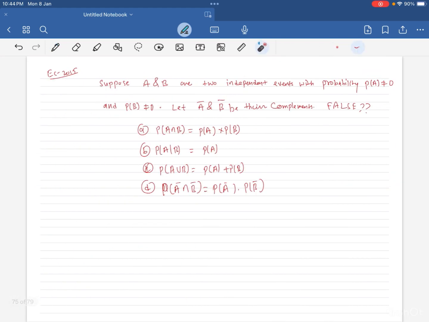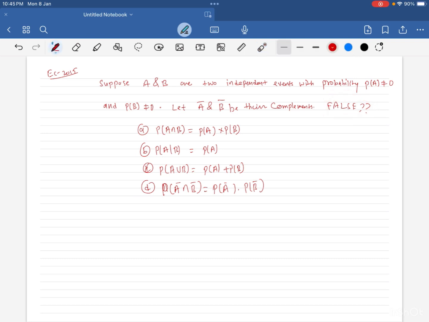So we have this question from EC 2015. In this question, suppose A and B are two independent events with probability of A not equal to 0 and probability of B not equal to 0. Let A bar and B bar be their complements. So these are the complementary events. Which of the options is false? We will have to see which of the options is false.